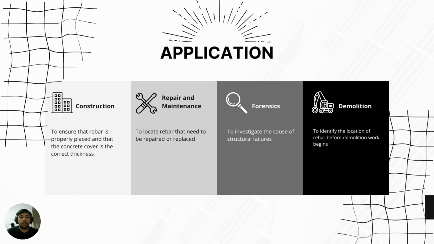The application of the rebar scanner can be divided into four. Construction, to ensure that rebar is properly placed and that the concrete cover is the correct thickness. For repair and maintenance, the rebar scanner also can be used to locate rebar that needs to be repaired or replaced. For forensic, it also can be used to investigate the cause of structural failure. And lastly, for demolition, it is to identify the location of rebar before demolition works begin.